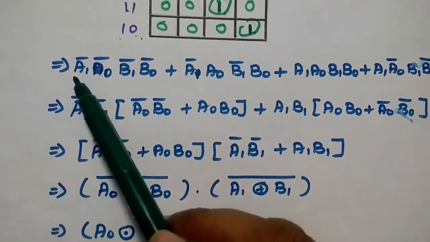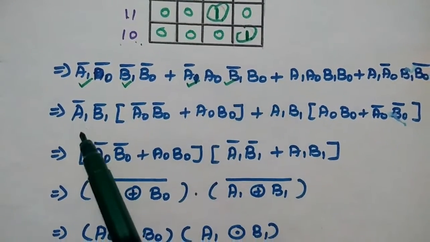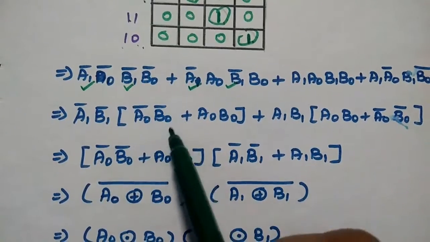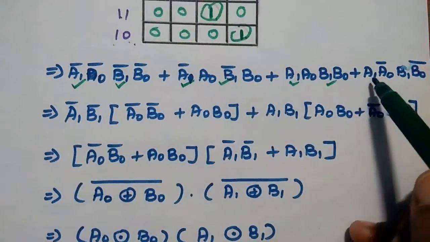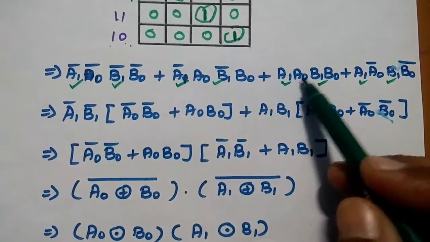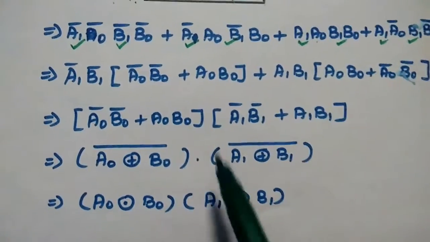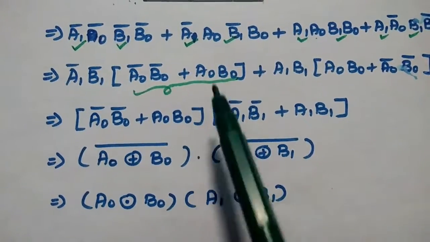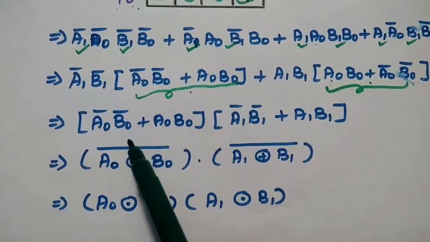Then we can further simplify this expression like this. So we can take this A1 bar, B1 bar from these two expressions as a common one. So A1 bar, B1 bar of the remaining terms A naught bar, B naught bar plus A naught, B naught. Likewise, we can take this A1, B1 from these two expressions. So here the remaining terms are A naught, B naught plus A naught, B naught bar. Okay. So then we know that this is nothing but XNOR operation, right? So this is also the XNOR operation. Both are common. So we can take it outside.